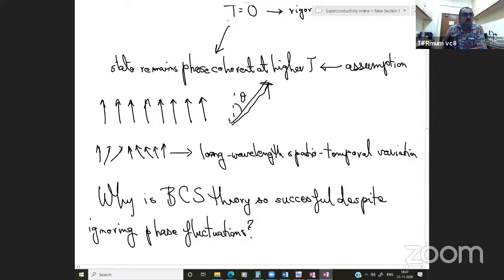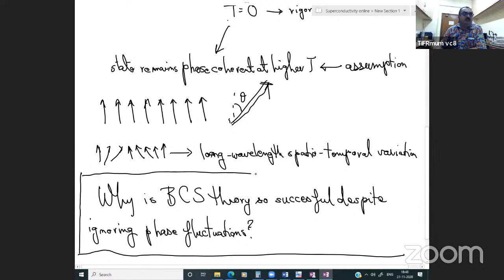Okay, so the point is the fact that BCS theory is a spectacularly successful theory for a large variety of superconductors is something that is undeniable. But what is not clear is why does it work? Because you are completely neglecting a degree of freedom. And not only are you completely neglecting a degree of freedom, which is the phase, but you are ignoring a degree of freedom that is not gapped.